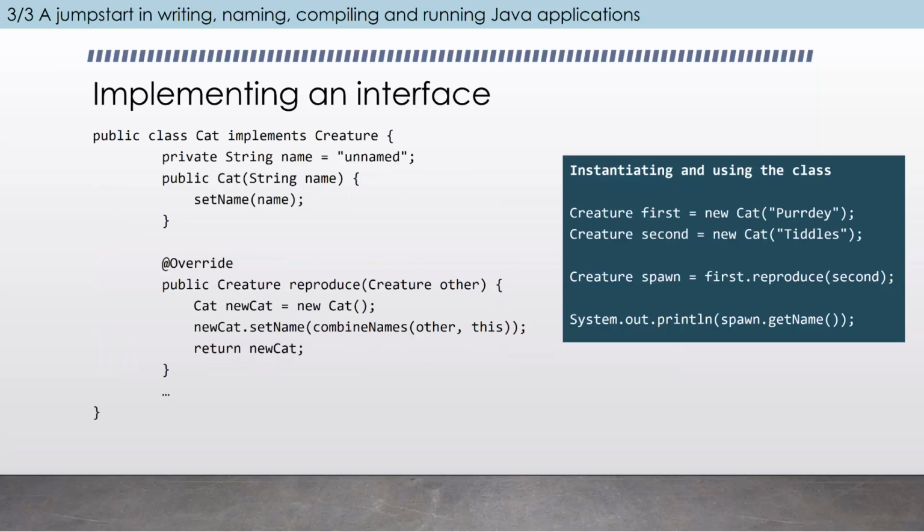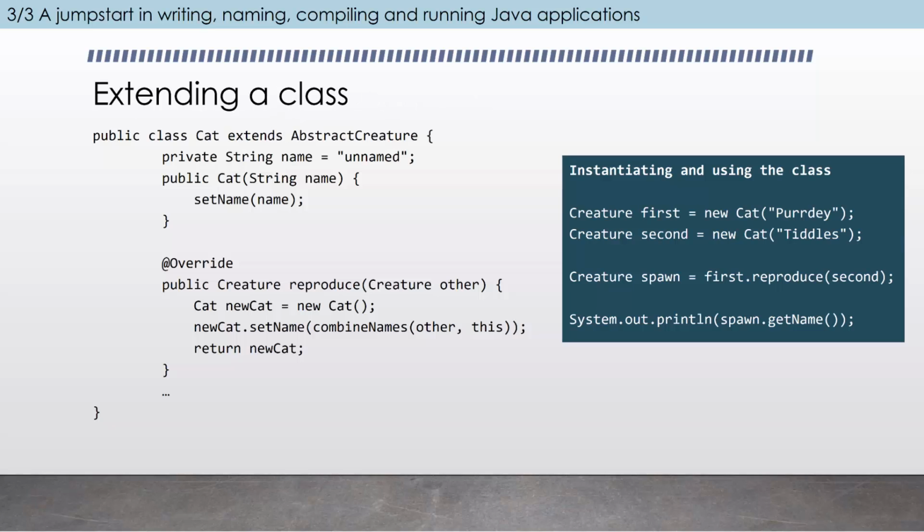Okay, keywords. We've got two main keywords: implements and extends. Implements is the keyword you use when you're implementing an interface. So you can see here we've got public class Cat implements Creature, and then on the next slide we have the abstract class, AbstractCreature, which we extend. So Cat extends. You can only extend a single class, but you can implement more than one interface.